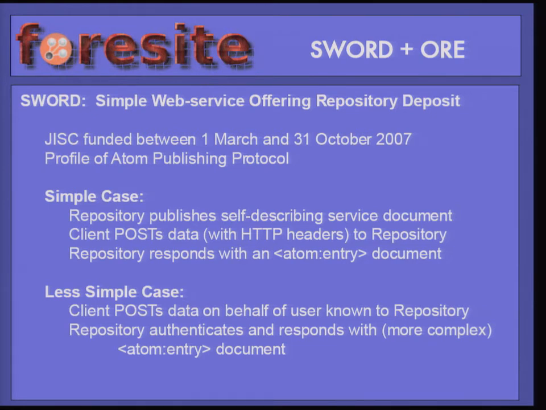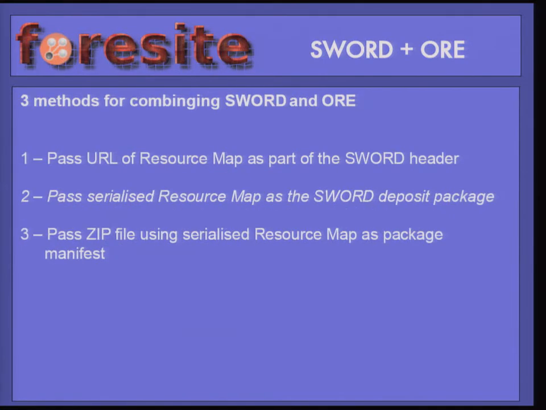And in a slightly more complicated case, you can actually post on behalf of other users as well. I won't talk about that too much. So there are three ways that you might imagine embedding ORE into SWORD. The first of these is the ultra pure pass by reference, which is that instead of passing a package at all, what you pass is the URL of the resource map that describes the thing that you want to ingest. So you pass that to the SWORD server.